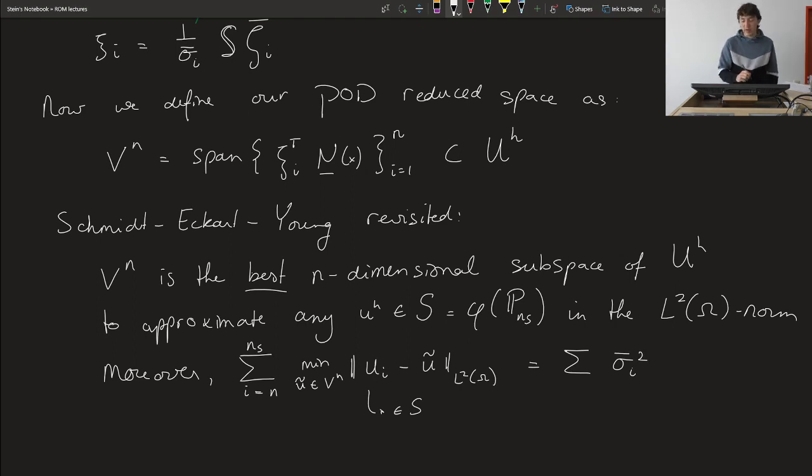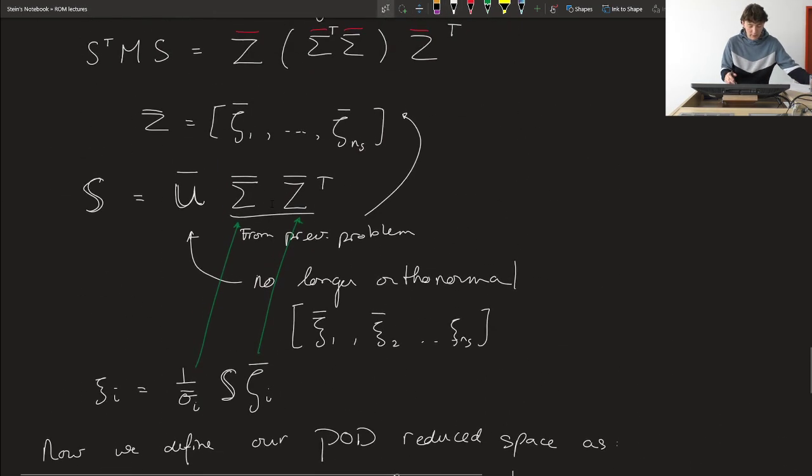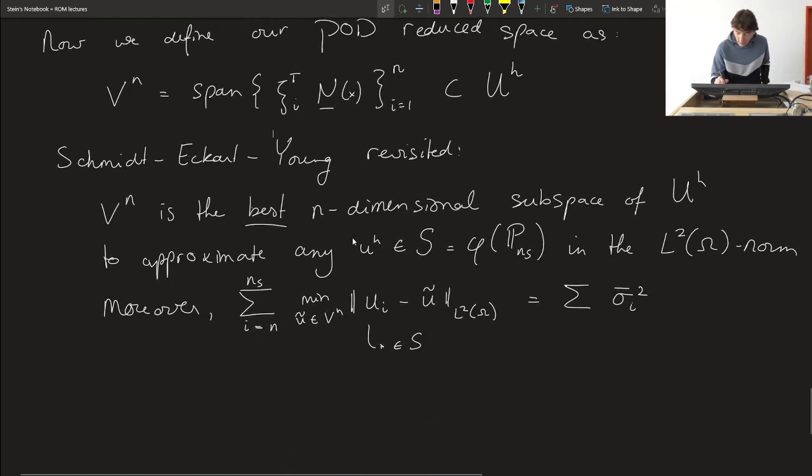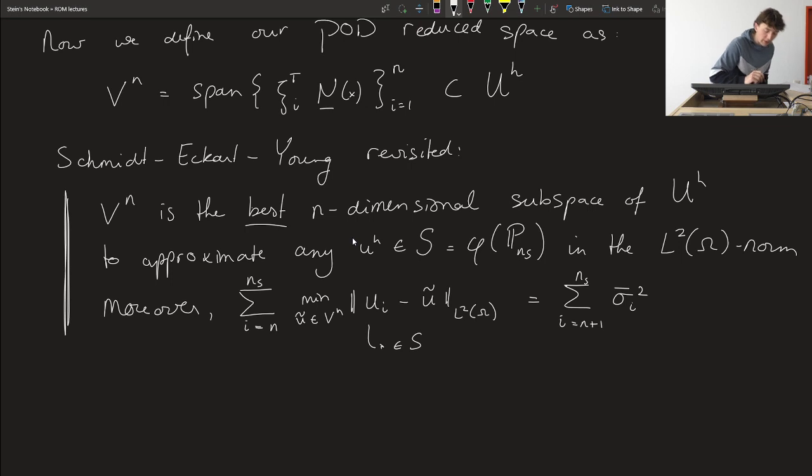singular values. Not really singular values because we messed around with the setup. It's no longer a singular value decomposition, but really the eigenvalues of this new eigenvalue problem that we set up here. And all the leftover ones, so i equal to n plus 1 going all the way to ns. So this is really the property that we are interested in.